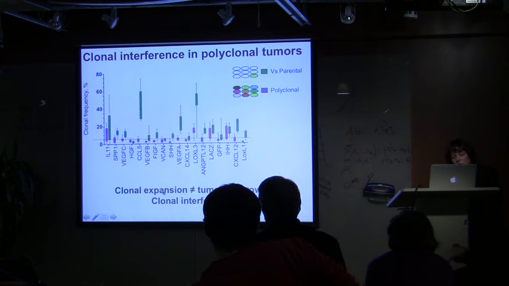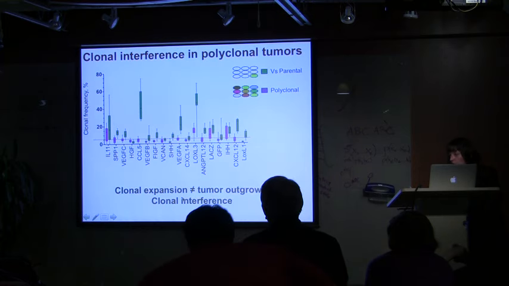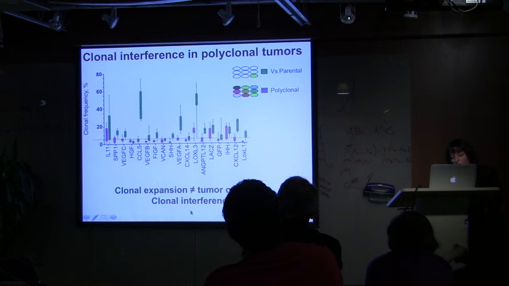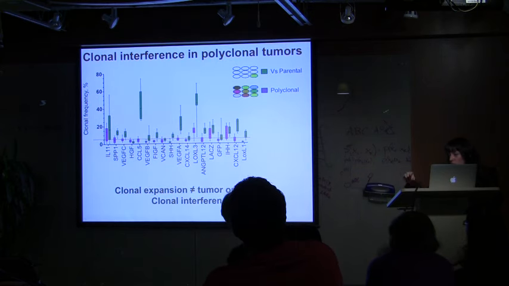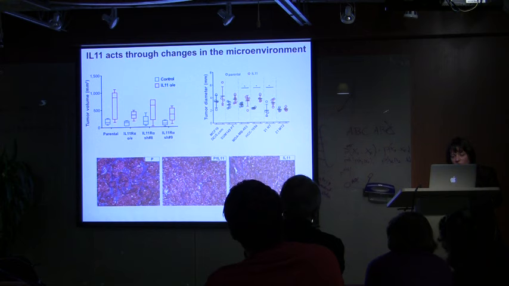So the conclusion here is that clonal expansion doesn't equal tumor outgrowth, meaning a clone that expands in the tumor doesn't necessarily drive the growth of the tumor. And another thing, we observed that there is interference among clones that seem to be limiting each other's ability to take over the tumor. And this one I skip. This one I just mentioned that IL-11 seems to be driving the tumor by changing the microenvironment.